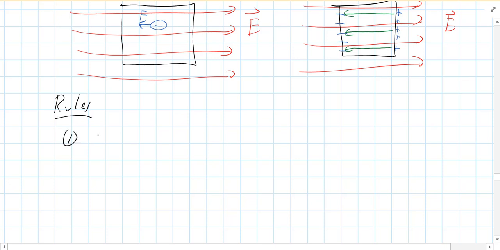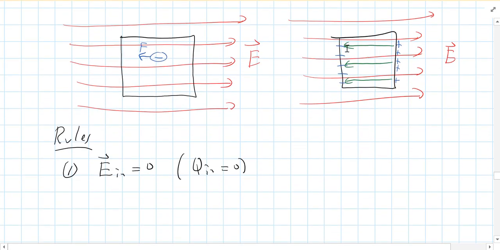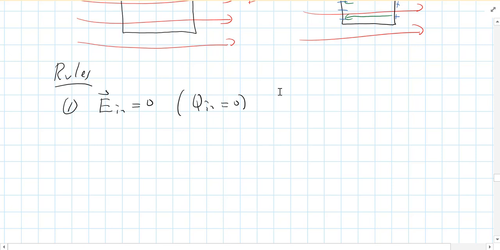Okay, so that's rule one. The electric field in the conductor will be zero once electrostatic equilibrium is achieved. As a result, the Q inside the conductor will be zero. You'll notice that in both these examples we drew, there's charge on the very outside of the conductor, but there's no charge on the inside. Same thing with this guy here. The left side becomes negative, the right becomes positive, but everywhere within the conductor, the charge is zero. Okay, so that's rule number one.